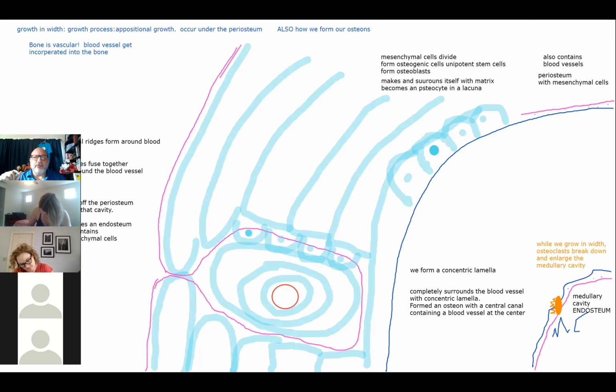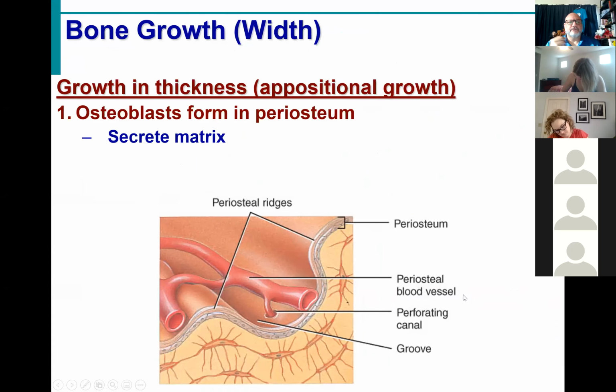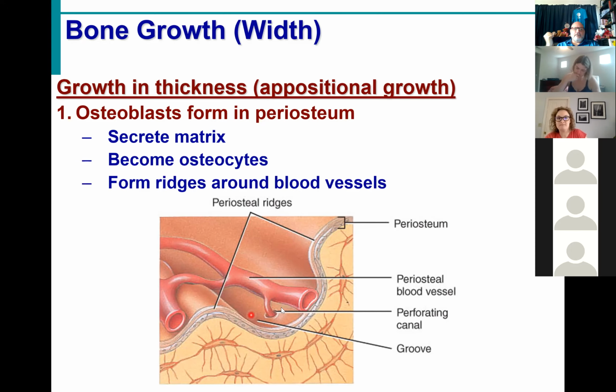All right, let's look at the pretty pictures from the textbook and do it again. Notice, and again, here they do a nicer job of showing the different components. Here we have our periosteum with those immature cells, the mesenchymal cells, the osteogenic cells, making osteoblasts, making matrix, surrounding themselves with matrix and becoming osteocytes, and forming those circumferential lamellae. But we have to respect the boundaries of the blood vessels. So the matrix starts to expand around those, forming those periosteal ridges.